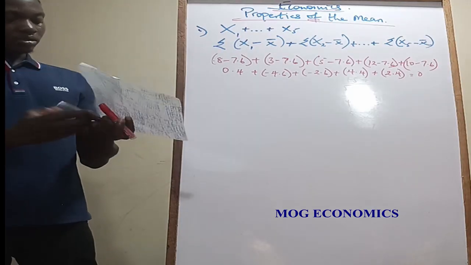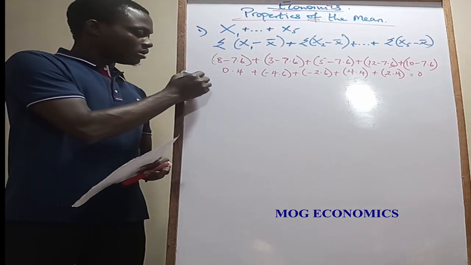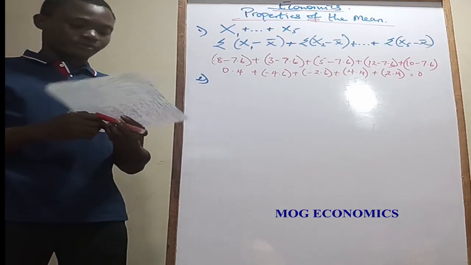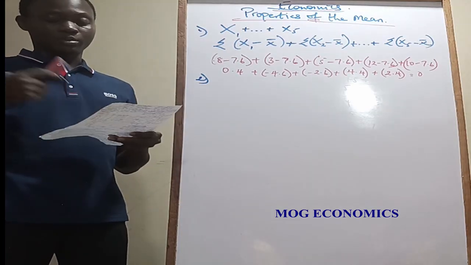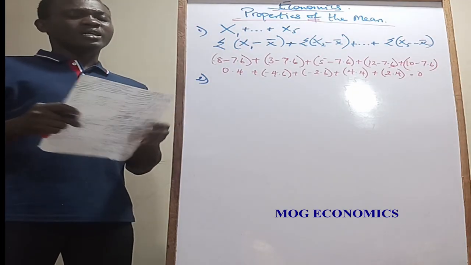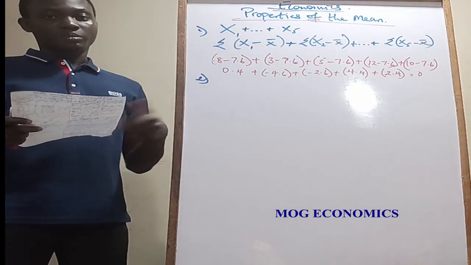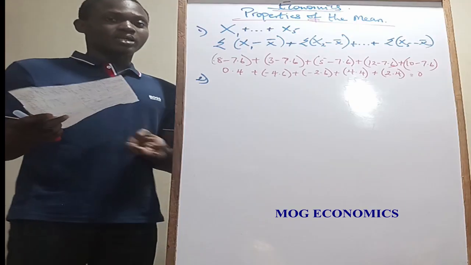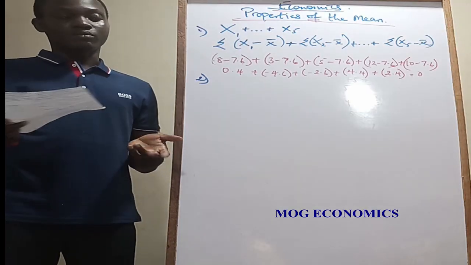Now the second property of the mean. And mind you, before we finish this, you have an assignment. It was not part of the questions here. The assignment would be to research 3 advantages and 3 disadvantages of the mean.